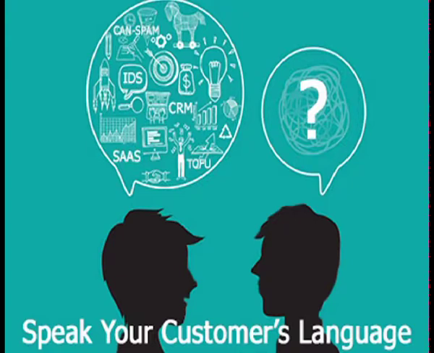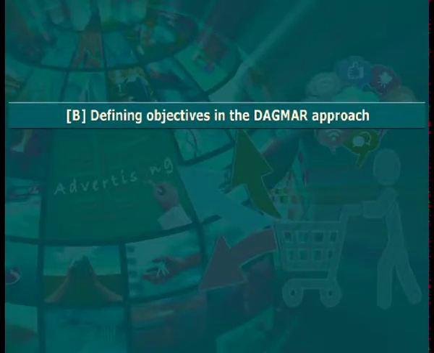Friends, in the Dagmar model, the issue does not end at just creating the communication task, because creating this task is very difficult if the objectives of advertising are not known. If you don't know why you are communicating to the customer, then how will you communicate? Thus, Dagmar was also involved in defining the objectives for communications. So, second is defining objectives in the Dagmar approach.